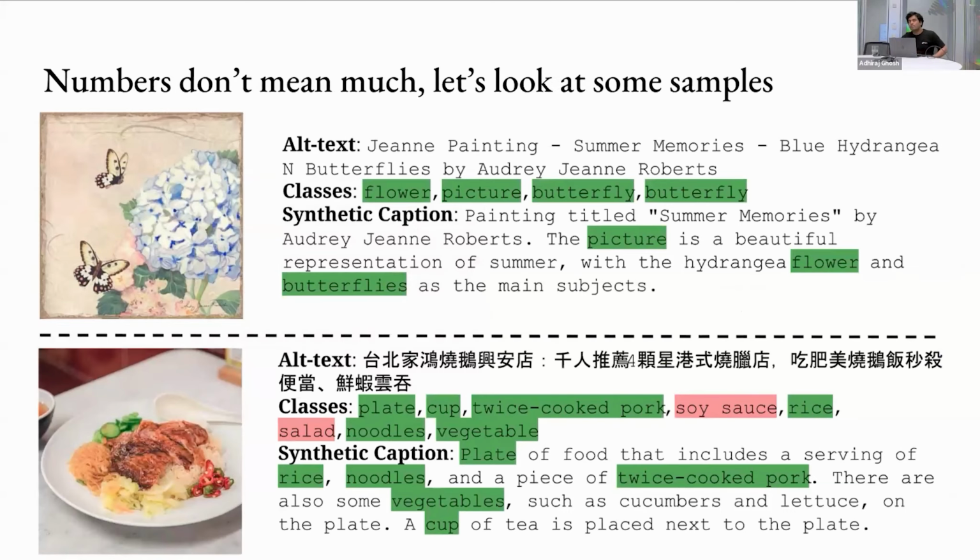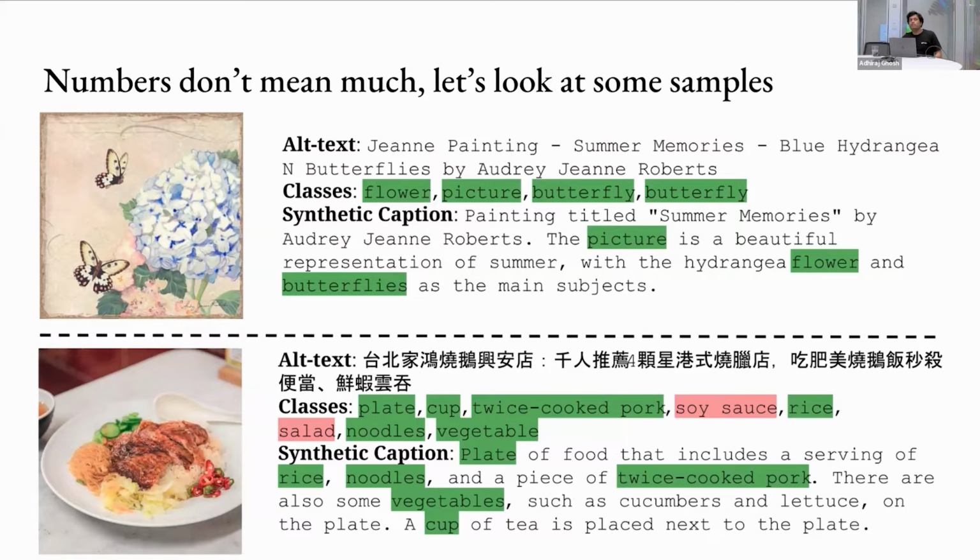Some qualitative examples in case people are interested. Obviously, because just showing numbers isn't good enough, we show the good quality concept adherence in our synthetic captions compared to the alt text. And we also show some failure cases where the captioning model hasn't been able to adhere that well.